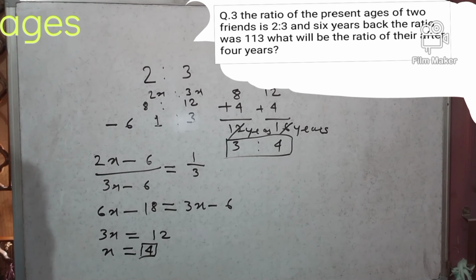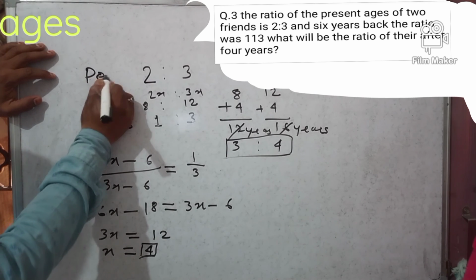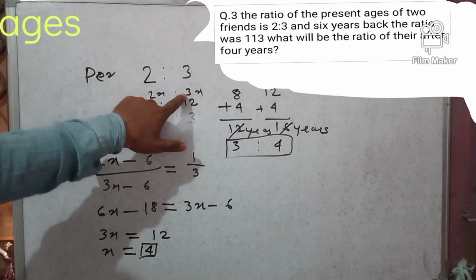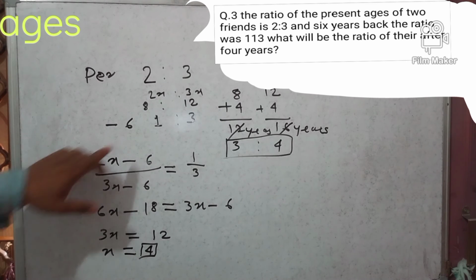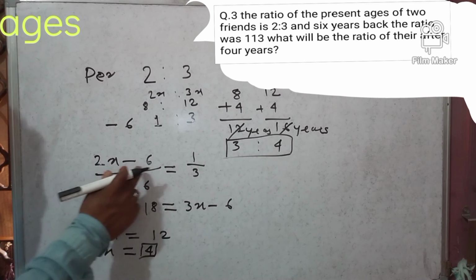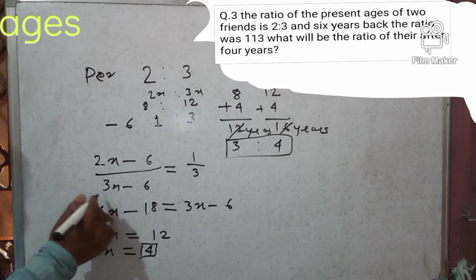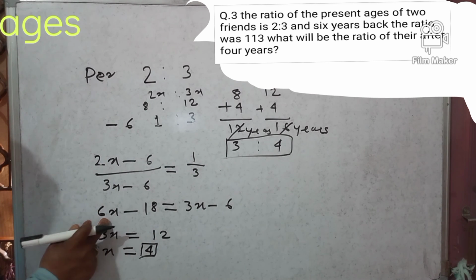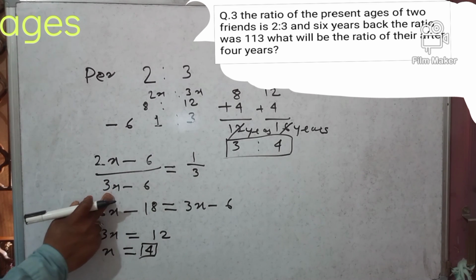Now see here once again friends. Ratio in present is 2:3, so we have 2x and 3x. Past 6 years the ratio was 1:3. So 2x minus 6, we have to subtract because it is past 6 years, right? By 3x minus 6 is equal to 1/3. So 3 into 2x is 6x and 3 into 6 is 18, is equal to 1 into 3x.